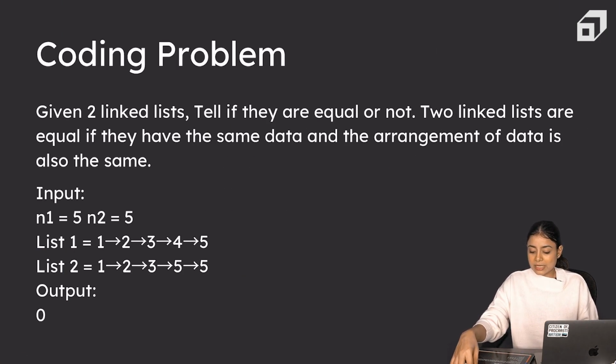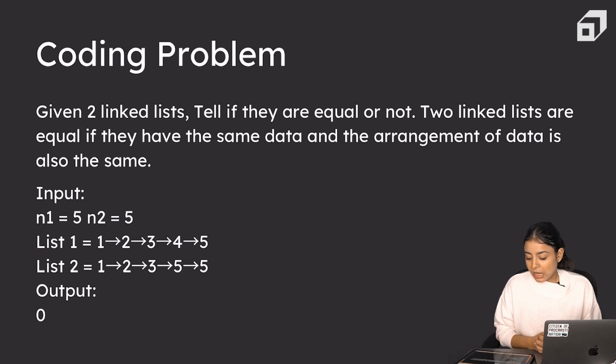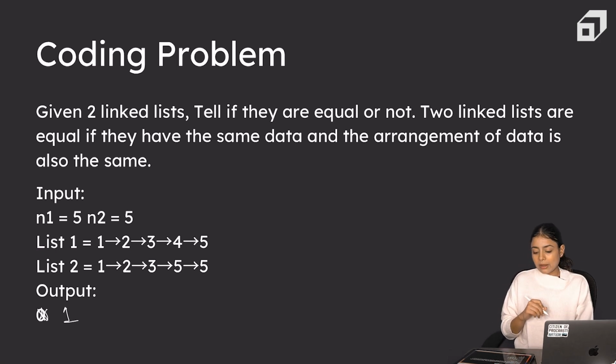The first problem is given two linked lists, tell if they are equal or not. And when are two linked lists equal? They're equal if they have the same data and the arrangement of data is also the same. For example, we have this input where we are given two linked lists. The output here should be 1. It's a typo, but we can see that these linked lists have the same data and also the same arrangement of data. So we can say that these two linked lists are equal.